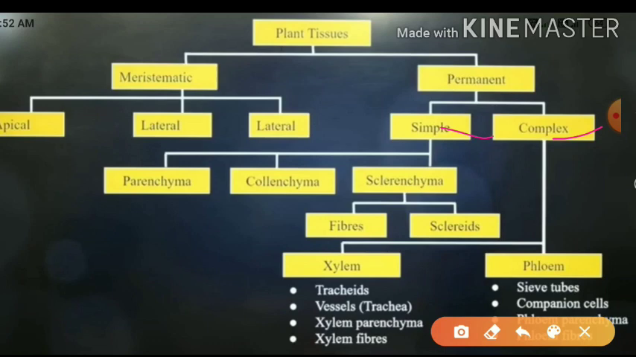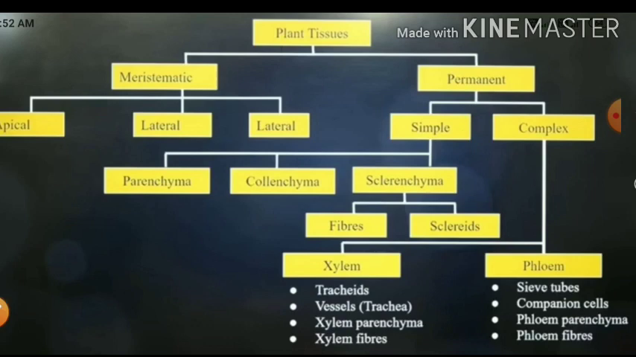So guys, when can we say a tissue is a simple tissue? Try to understand. A group of cells make up a tissue, and that group of cells needs to show the same function; then only we can say it is a simple tissue. Basically the simple tissues in plants are parenchyma, collenchyma as well as sclerenchyma.